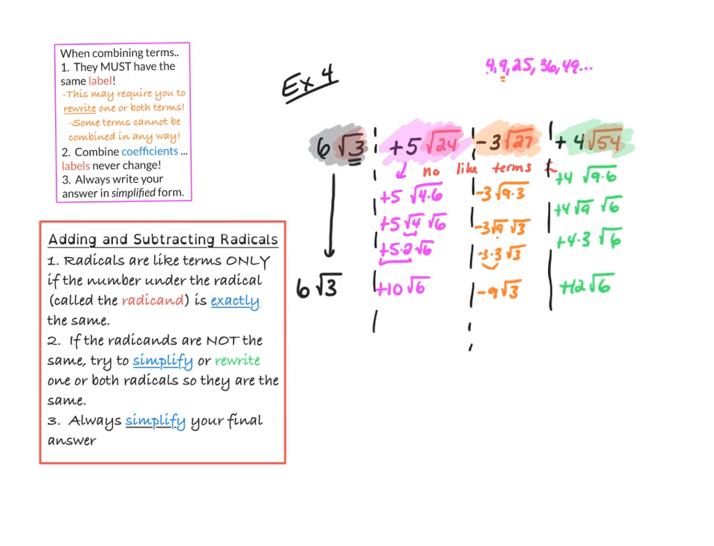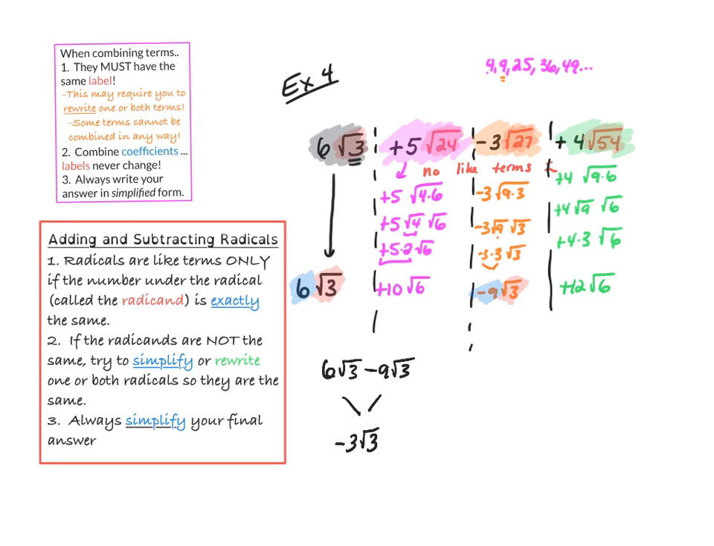So after we rewrote some of the terms, we can now combine a lot of them. We can see that this label, the square root of 3, is the same as this label, the square root of 3. So if I had 6 of them and I subtracted 9 of them, which I'm going to write 6 root 3 minus 9 root 3, that of course would give us negative 3 square roots of 3.